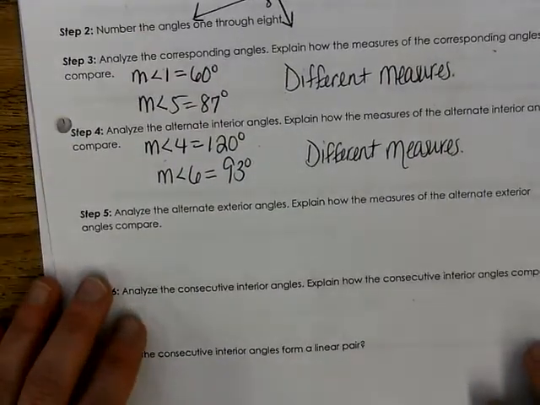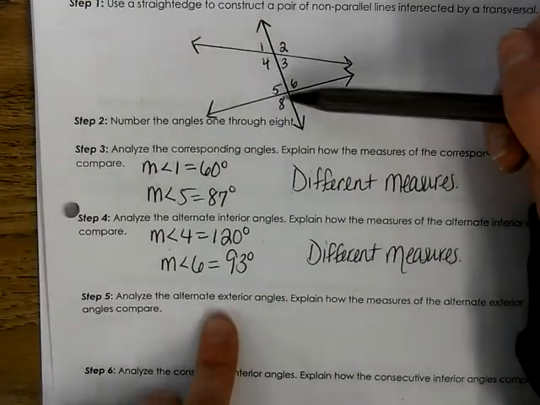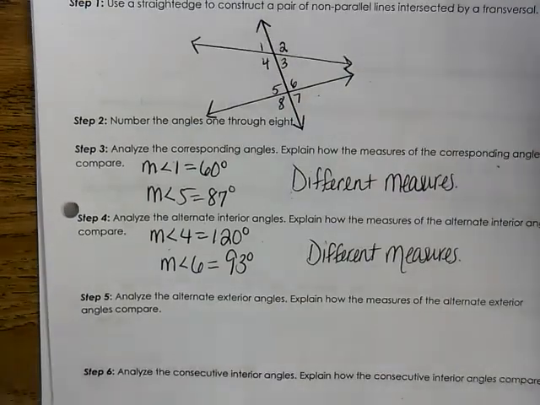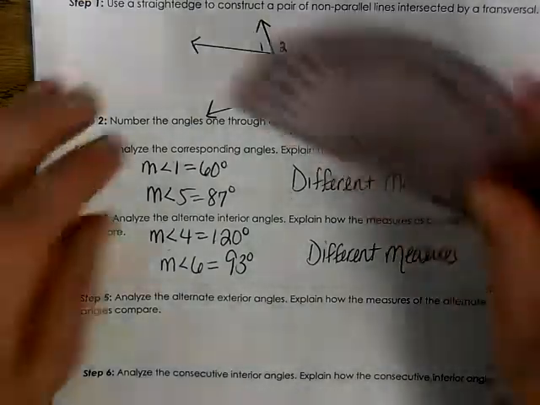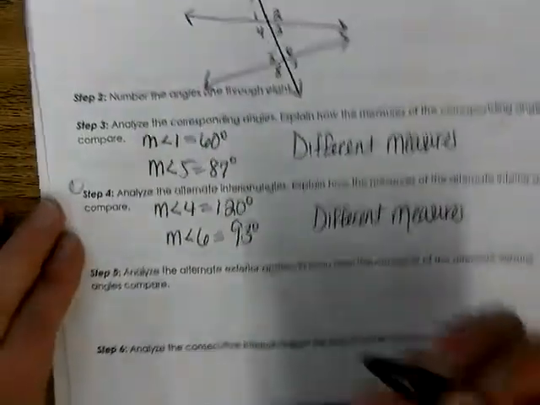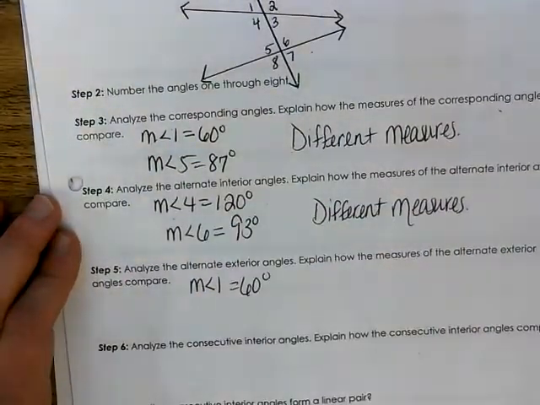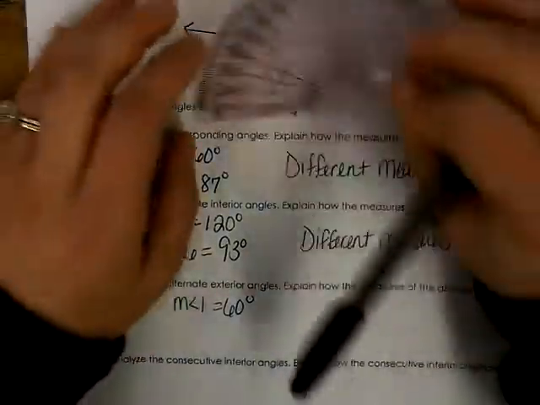So now let's go ahead and look at alternate exterior angles. Alternate exterior angles would be like angle 1 and angle 7. So I'm going to go ahead and look at angle 1, which the measure of angle 1 we already know is 60 degrees. So now let's go ahead and find the measure of angle 7.